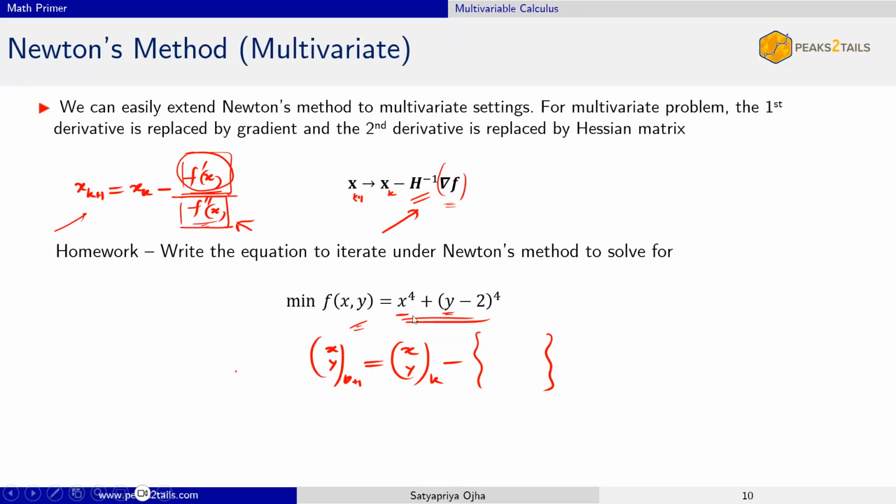Okay, so this is a homework for you. Just write the equation, that should suffice.